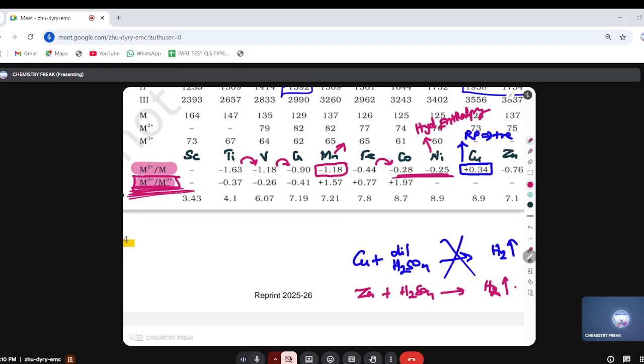Then when we go for 3+ becoming 2+, look here, for these elements there is no 3+ charge. That is why there is no value given for 3+ to 2+.